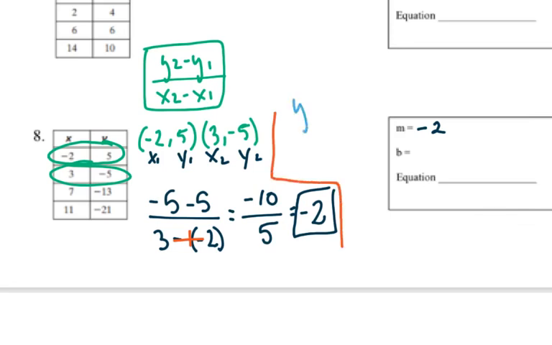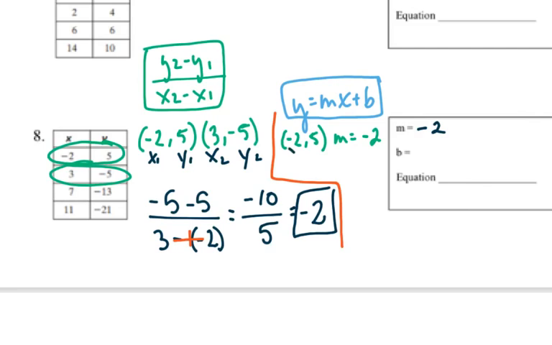So now that I have an m, I go back to my slope-intercept form so that I can solve for b. You can pick any of the points, it doesn't matter. You'll get the same answer either time. So (-2, 5) with an m value that we got of negative 2. So I plug it in. y equals mx plus b. m times x, negative 2 times negative 2 is a positive 4, plus b. Get b by itself by subtracting 4.